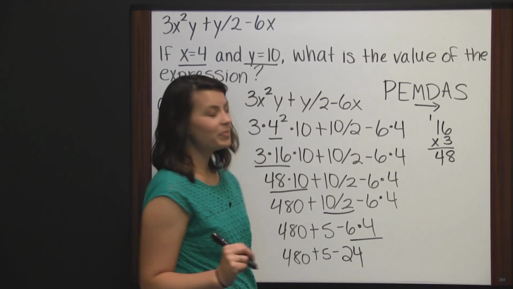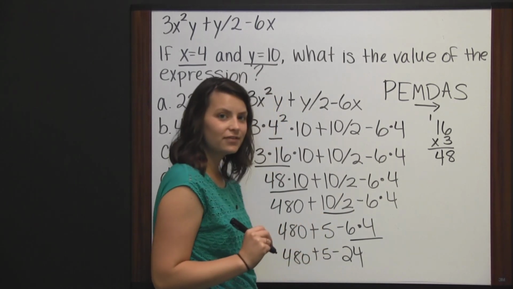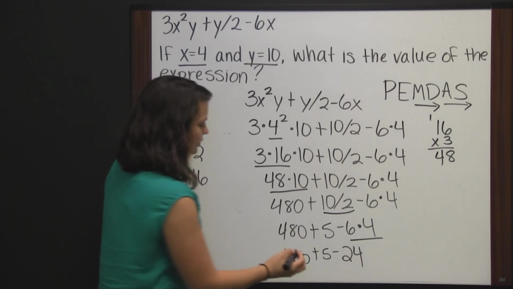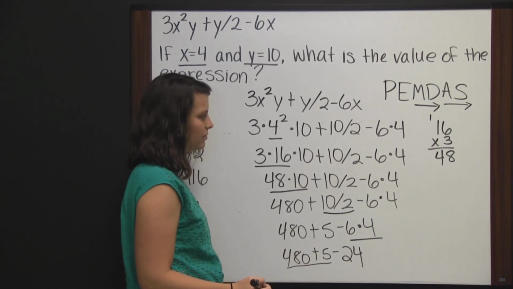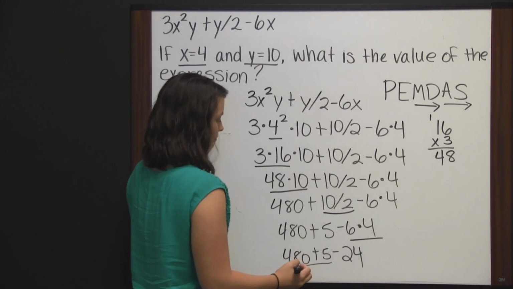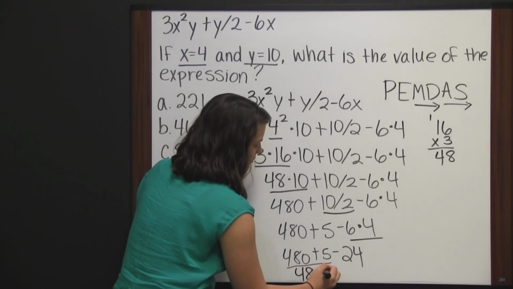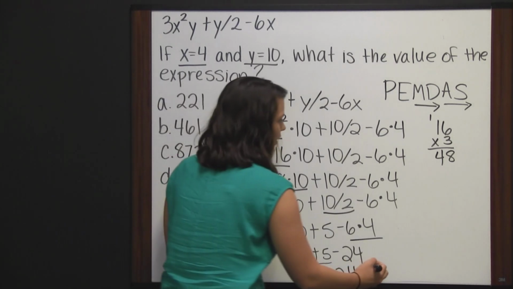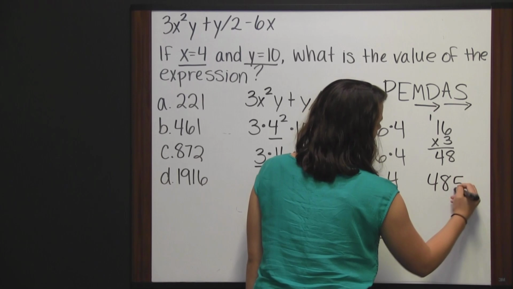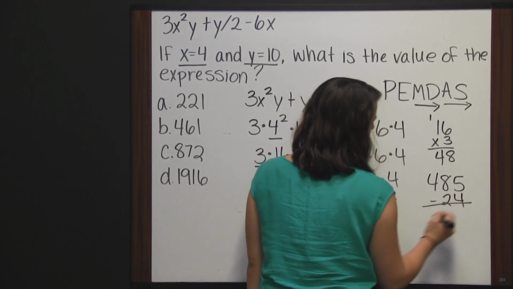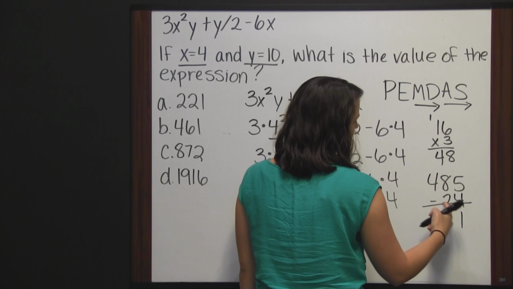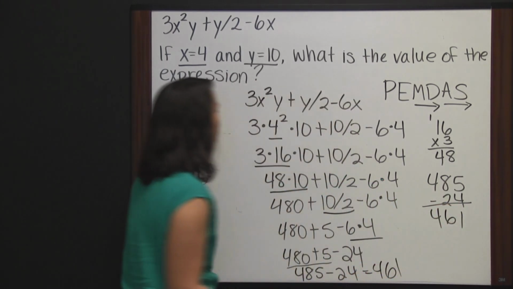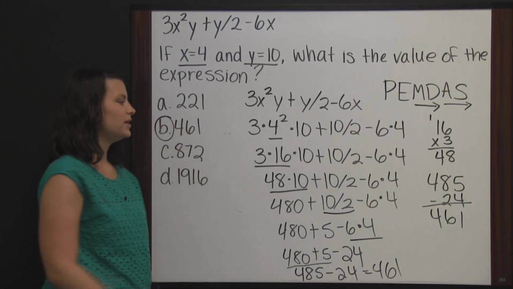Now we need to go back and consult PEMDAS. We're finished with all our multiplication and division. So we're going to do now our addition and subtraction from left to right. So that means we start with adding 480 plus 5, which gives us 485, minus 24. And 485 minus 24, can work that off to the side. 5 minus 4 is 1. 8 minus 2 is 6. And we bring down the 4, so we get 461, which is answer choice B.